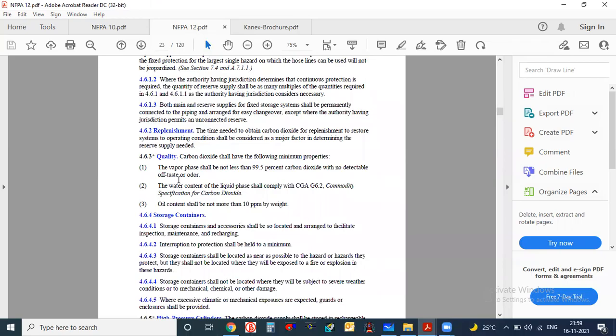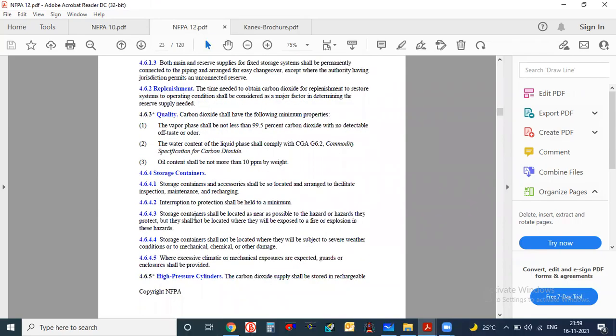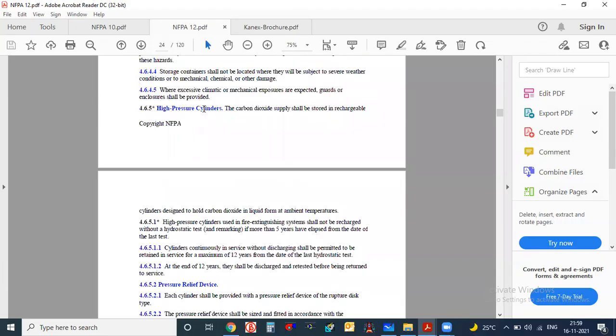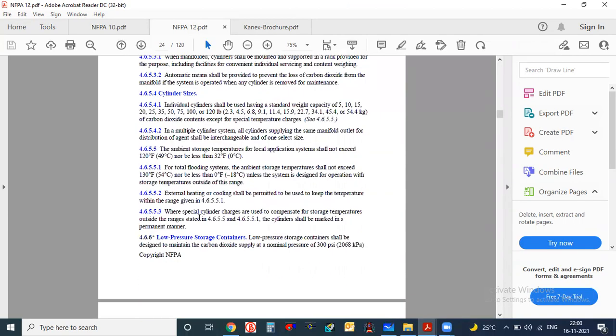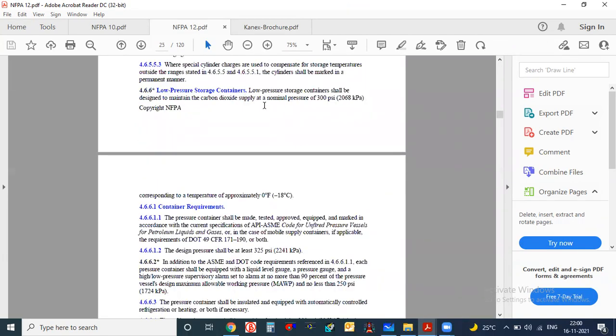What will be the quantity, and storage containers, how you are going to contain high pressure cylinders and low pressure cylinders. They have classified into two actually, low pressure and high pressure. Here they are talking about the high pressure cylinders used in fire extinguishers, which shall not be recharged without a hydrostatic test if more than 5 years have elapsed from the date of the last test. For high pressure, at least if you want to refill that, some points are given here. Pressure relief device, manifold cylinder, low pressure cylinders. They have given the temperature range also. Shall be designed to maintain the carbon dioxide at a nominal pressure of 300 psi.